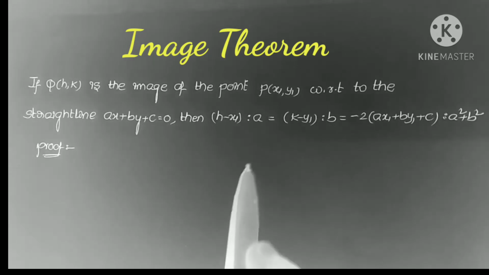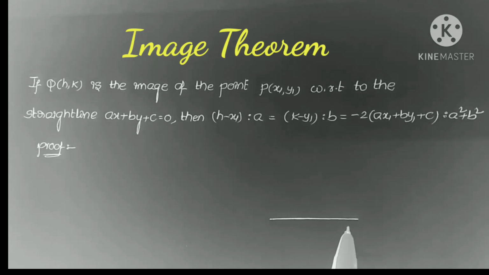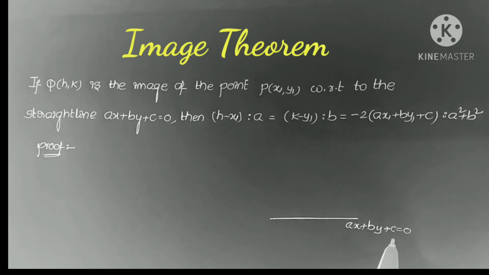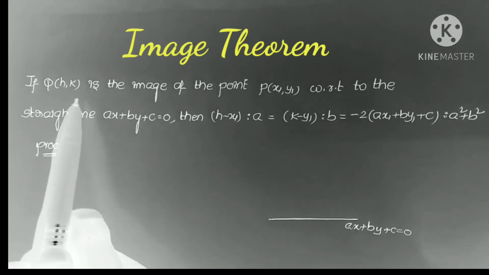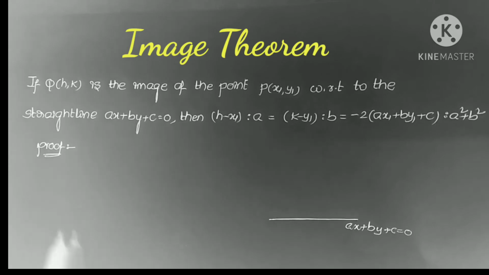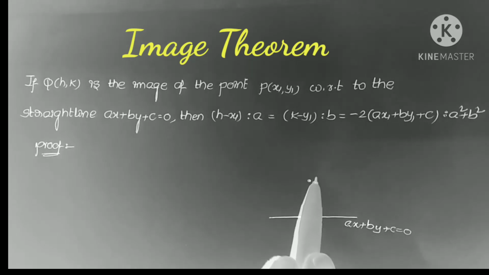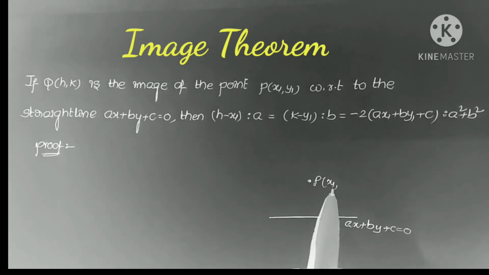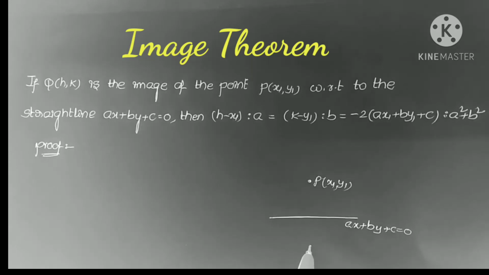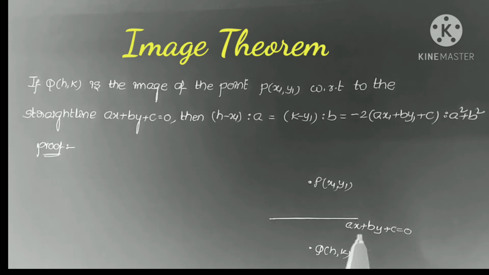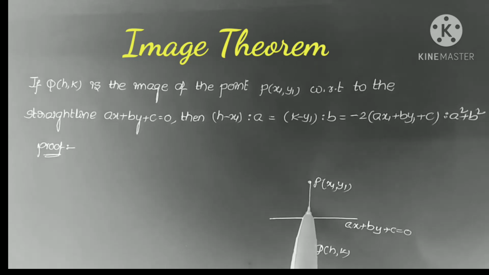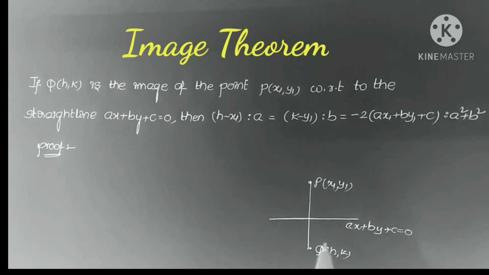One line is given here. Suppose I take that this is the given straight line. The equation is ax + by + c = 0. And it is also given that Q(h, k) is the image of the point P(x1, y1) with respect to this line. So here Q(h, k) is nothing but the image of this point with respect to this line.